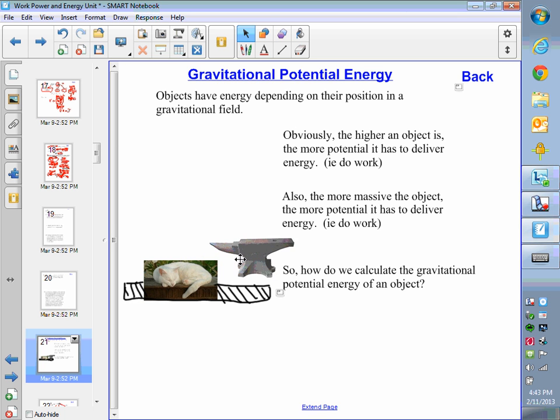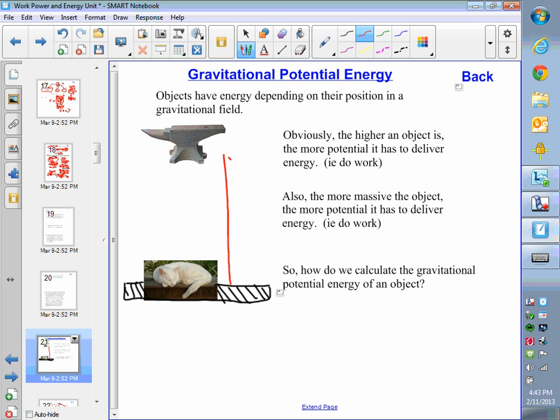So if we have this anvil that you see here, were you to lift it up, depending on its position in the gravitational field, it's going to have some energy stored in it. It will definitely have the potential to do some work. So we lift it up over the fuzzy white kitty. The higher you lift it, the greater its height above a certain reference point, the greater its potential energy. It will have the ability to do more work.